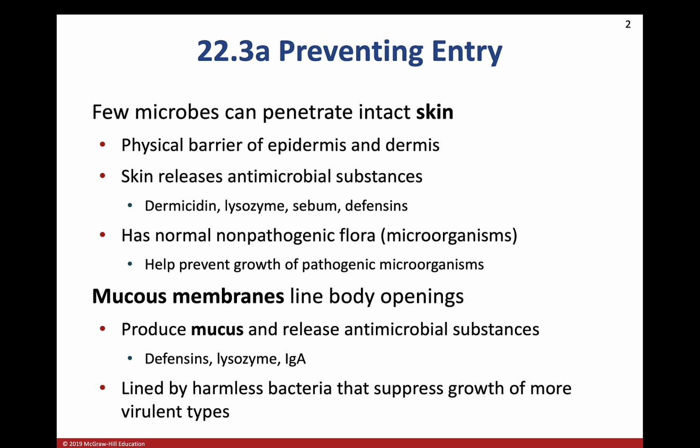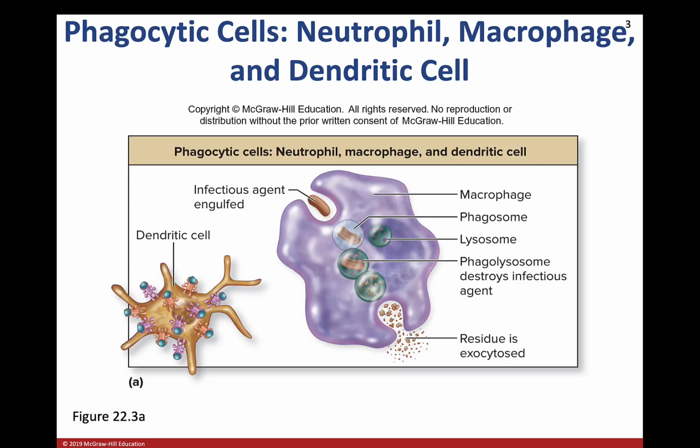We also know that we have mucous membranes that line body openings. They produce mucus, and they also release antimicrobial substances such as defensins, lysozymes, and antibodies. They are also lined by harmless bacteria that will suppress the growth of more aggressive or pathogenic bacteria.